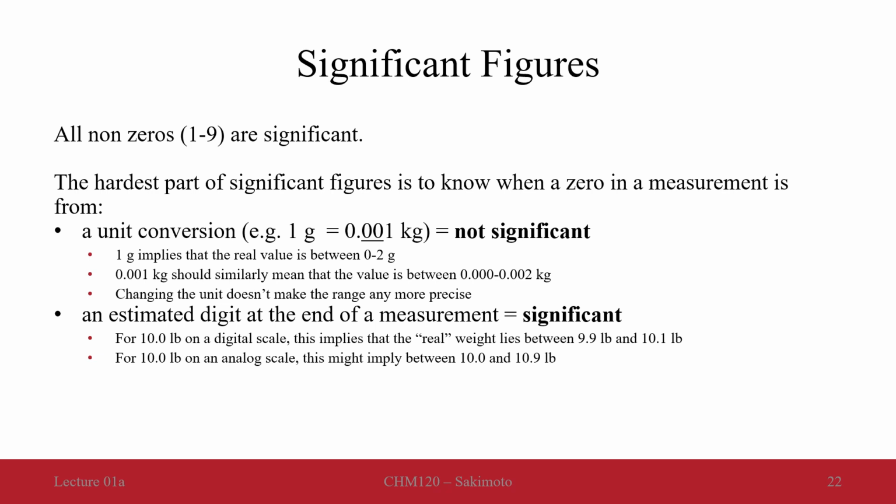However, we of course can sometimes have zeros, such as if the length of the fish falls exactly on the tick mark, in which case the 0 does represent an estimated digit, most often at the end of a measurement. If we, for example, measured 10.0 pounds on a digital scale, this implies that the range of the real weight lies somewhere between 9.9 and 10.1 pounds. This last 0 at the end is an estimated digit, giving us 3 significant figures, so 3 things that were measured or estimated in this particular measurement.